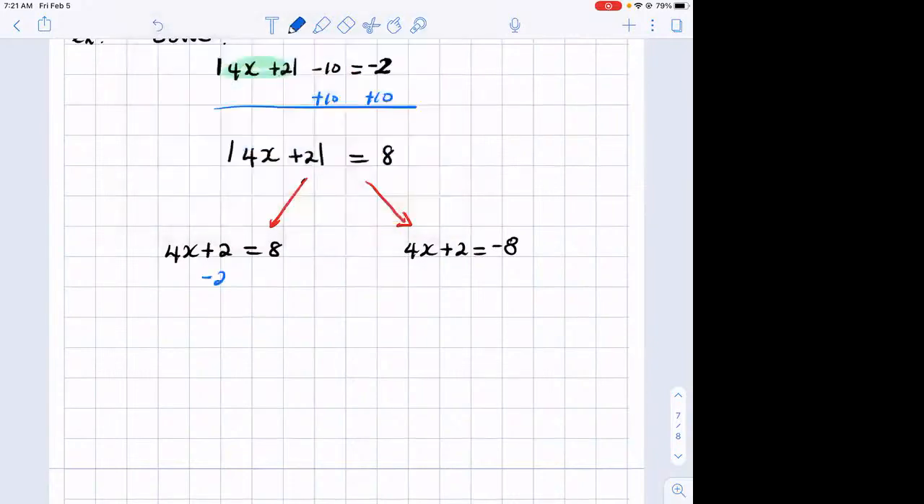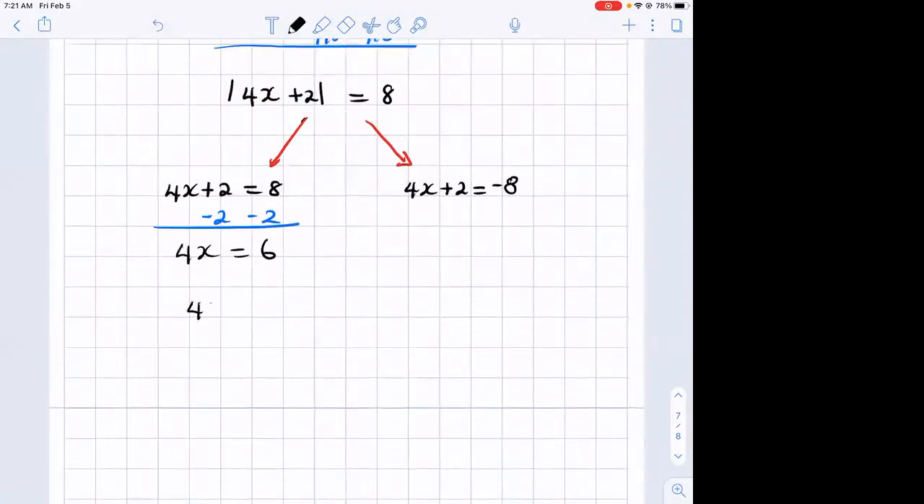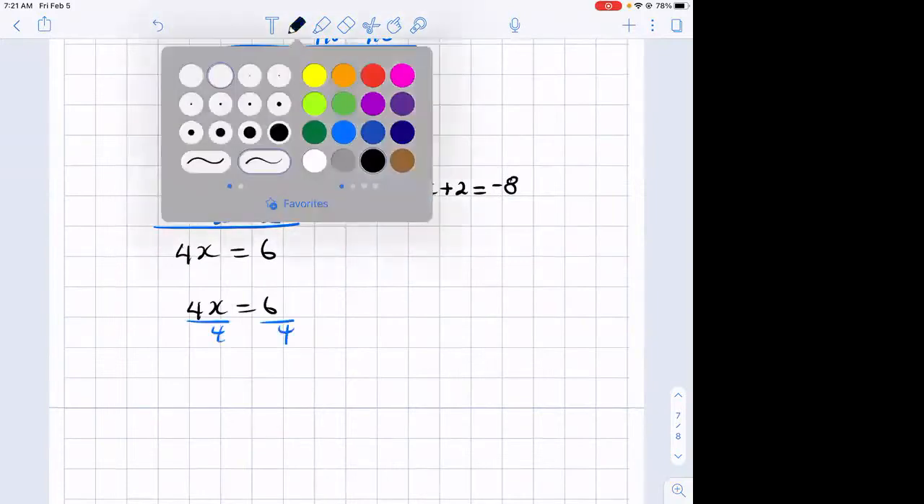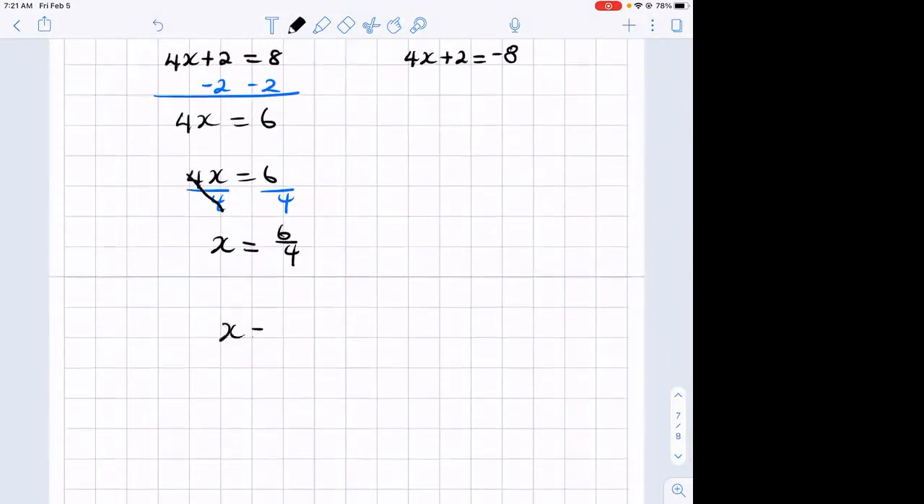Solving each side, we subtract 2 on both sides. So we have 4x is equal to 6. And then we divide both sides by 4. The 4's will become a 1x. So x is equal to 6 over 4. But keep in mind, x equals 6 over 4 can be simplified by dividing the top and bottom by 2. So we have 3 over 2.